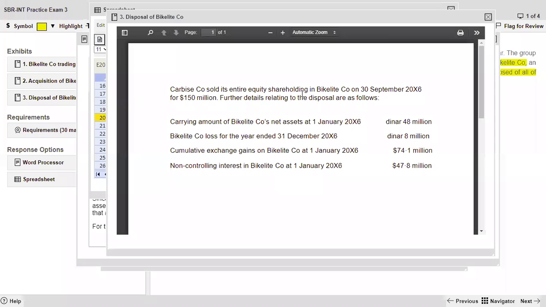Carbise sold its entire shareholding in Bike Light on 30th September for 150 million. Further details relating to disposal are as follows. Carrying amount of net assets was this. The loss for the year was this. Cumulative exchange gains on Bike Light was this. Non-controlling interest at 1st January was this, etc.